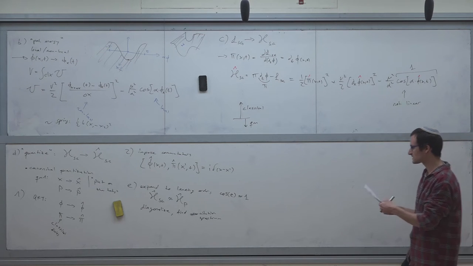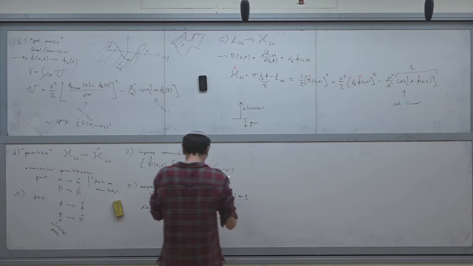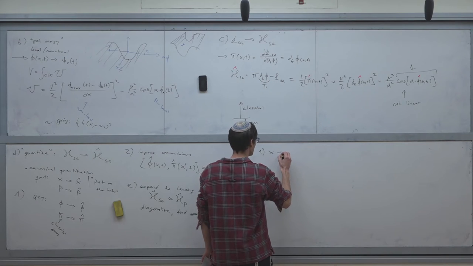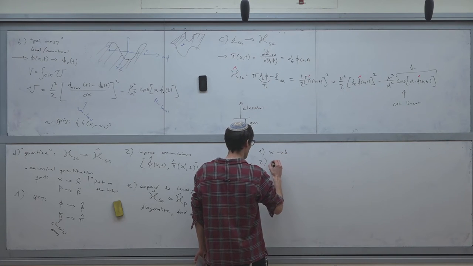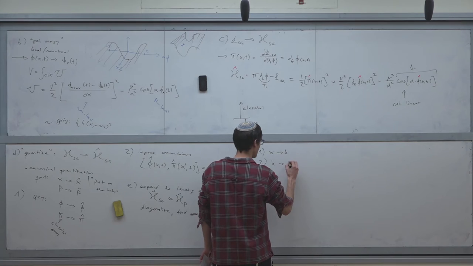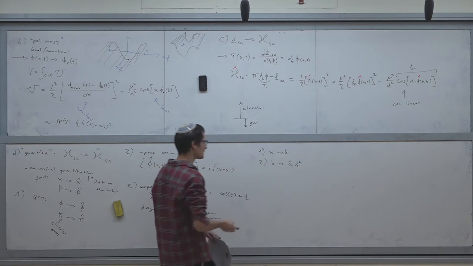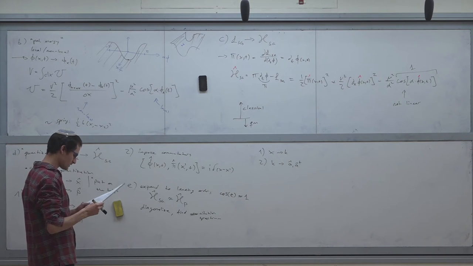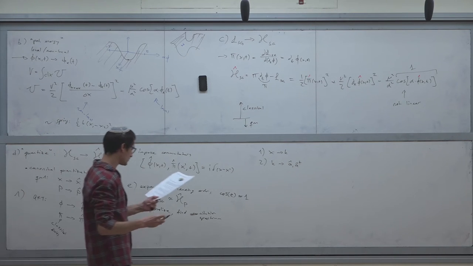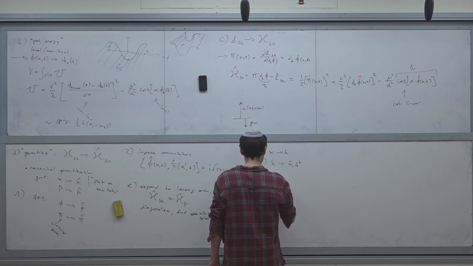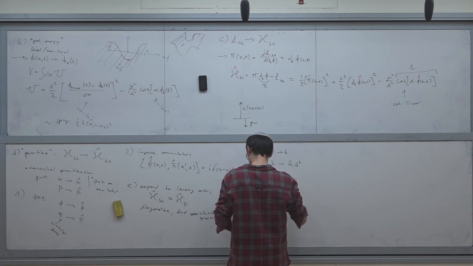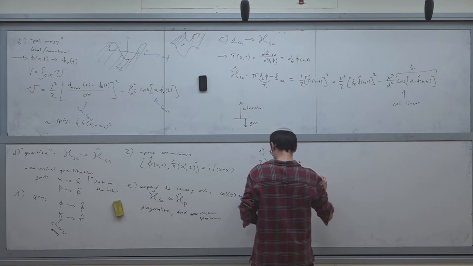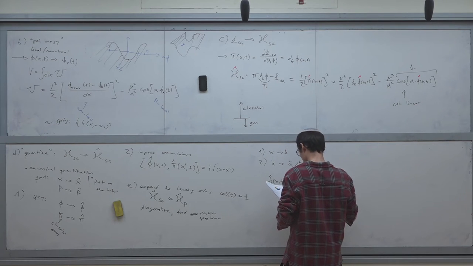So to diagonalize, we do this typically in two steps. Step number one is to go to k-space, so go from x to k. And step number two, go from k-space to a and a dagger. So step number one, we want to go from x to k-space, so we're going to expand our fields in plane waves.